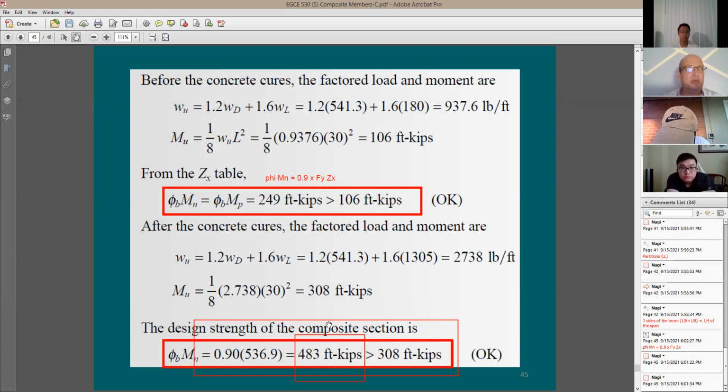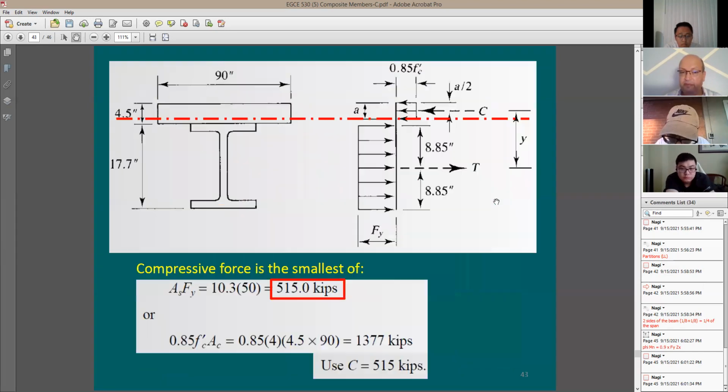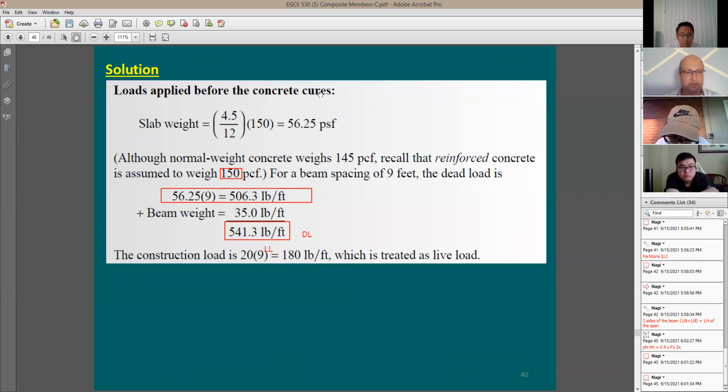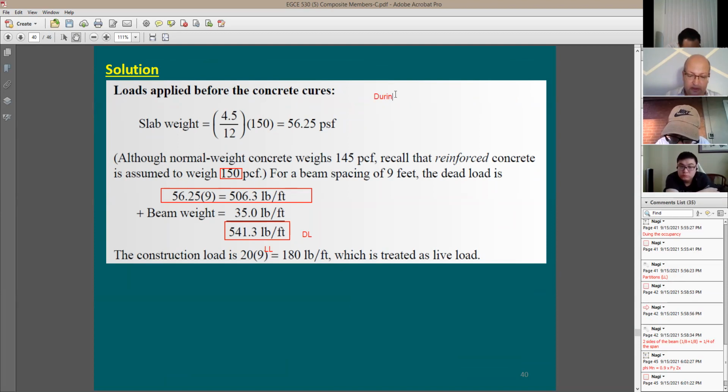Now I need to find out how much is this ultimate moment that I'm working with during the construction phase. If you may go back to the slide that shows the loading. Before the concrete cures, it's during construction. So let me write this down. During construction, what do I have? I have dead load of 541.3 pounds per foot and 180 pounds per foot. So let me combine them.